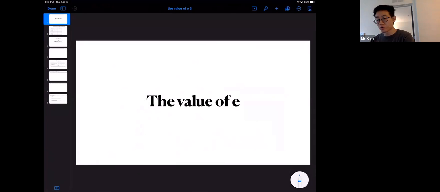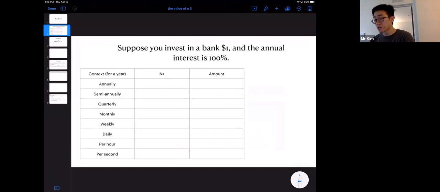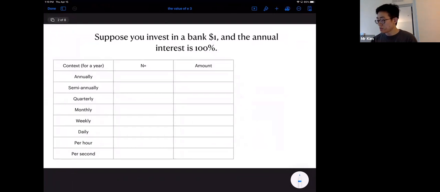In your notes, this is what I would like for you to write down. It's a big table, yes, I know. And this is the main question I want you to think about. Suppose you invest in a bank $1, and the annual interest is 100%. Pretty much it doubles every year. For just a 1 year span of time, the time here is always going to be 1 year. I think we all know the end value for annually, semi-annually, quarterly, monthly, weekly, daily.